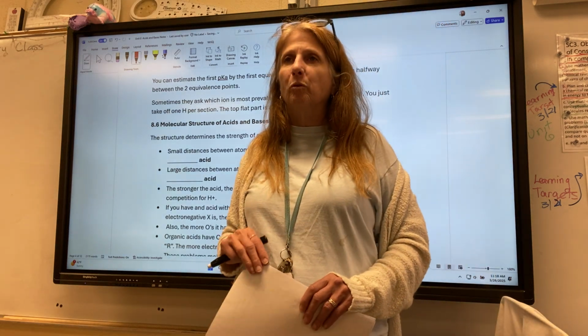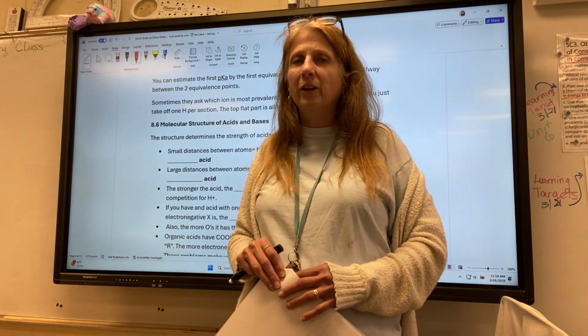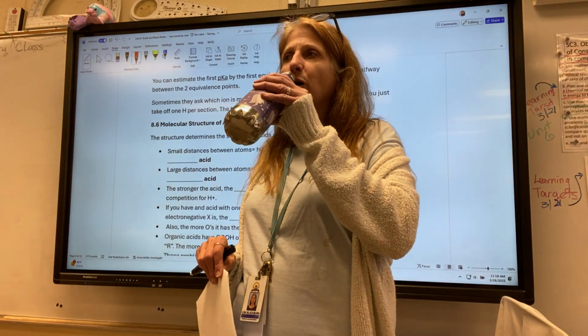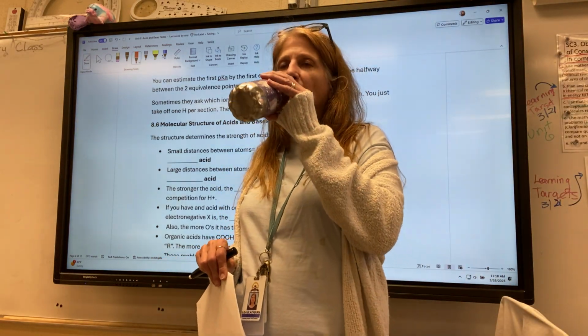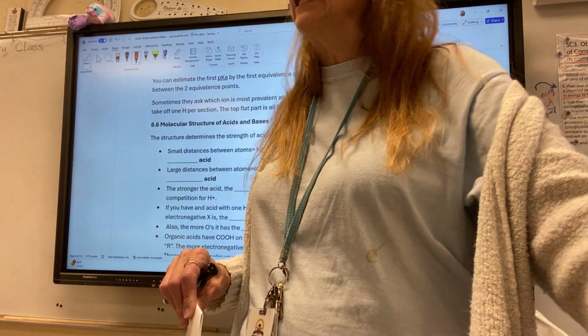Does anybody remember what Coulomb's law has to do with? We learned this when we very first started AP Chemistry. Anybody remember it? Coulomb's law. I think Coulomb is fun to say. In physics, Coulomb is a unit.